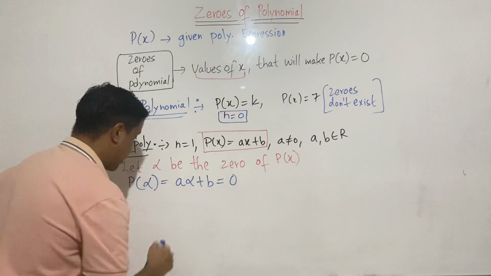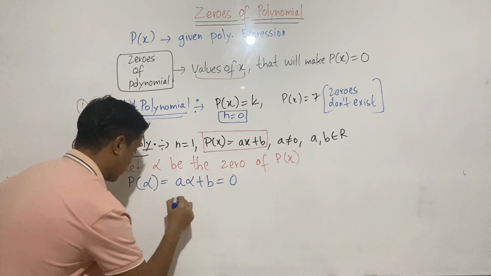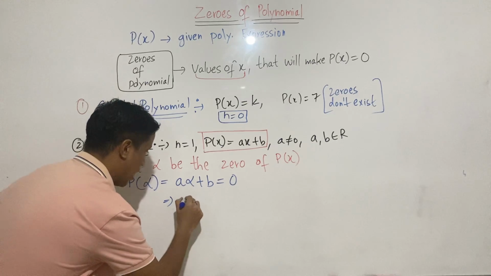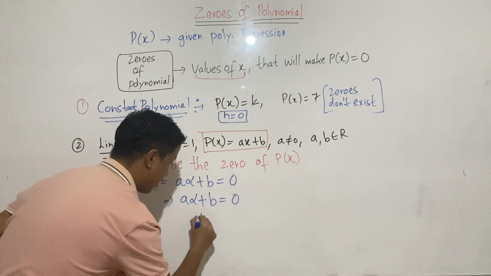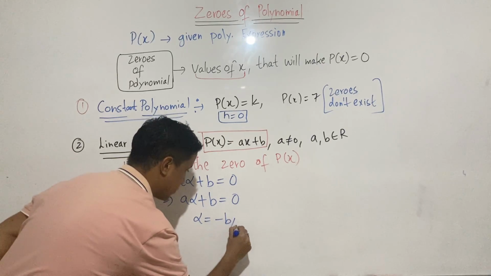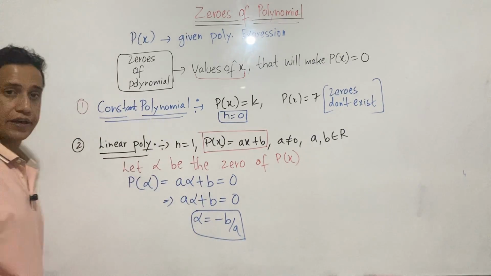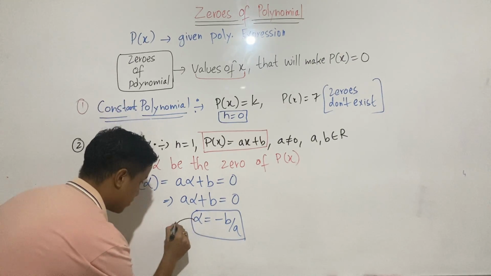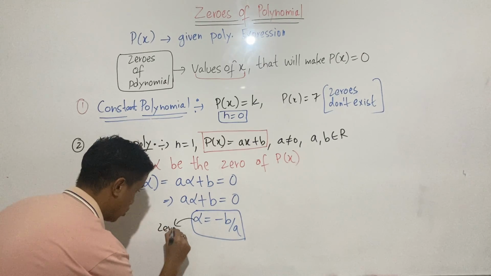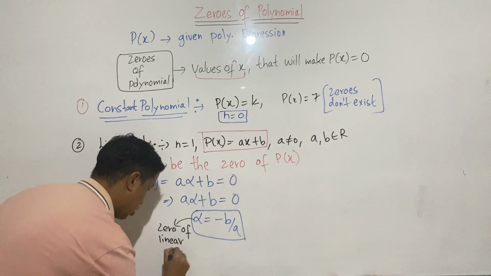So now from here, a alpha plus b equal to 0, which implies the value of alpha is going to be minus b by a. So this alpha is the zero of the linear polynomial.